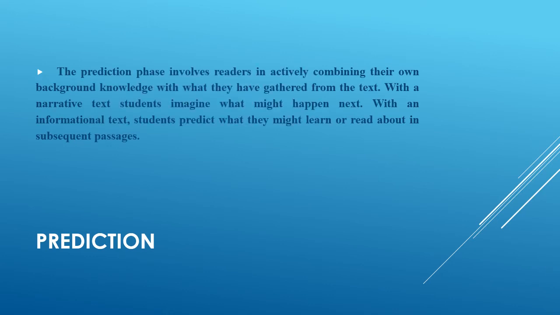So the definition of prediction is: the prediction phase involves readers in actively combining their own background knowledge with what they have gathered from the text. With a narrative text, students imagine what might happen next. But if I have informational text, students predict what they might learn or read about in subsequent passages.